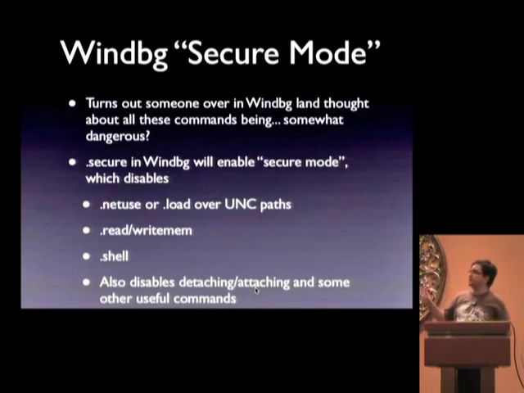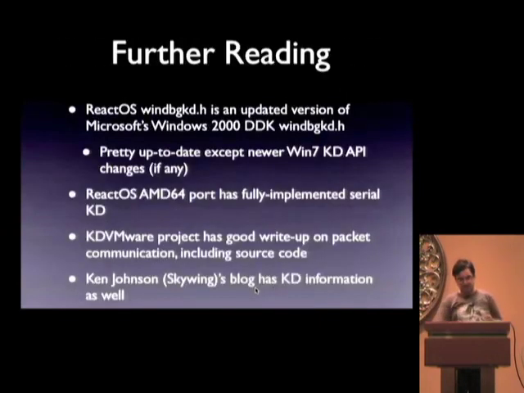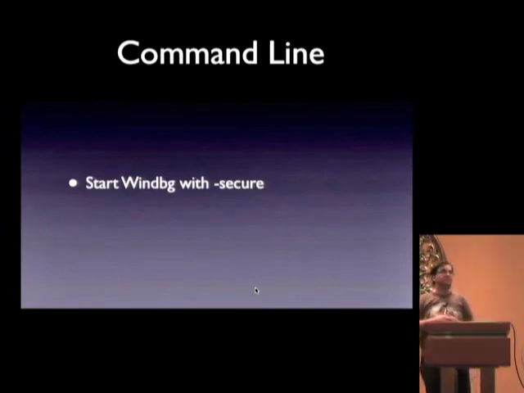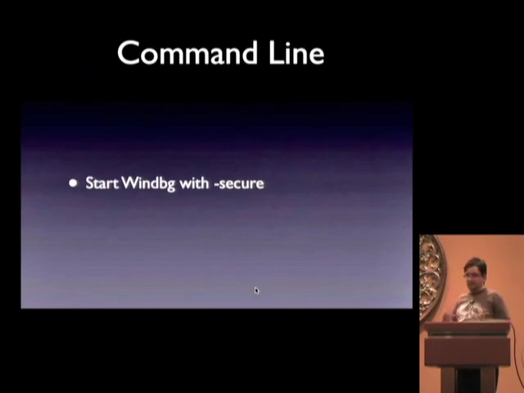So how do you actually put in .secure though? Because the idea is you're connecting to something, and you don't actually have anything to type in until you're connected. So you probably don't want to type .secure, because by then you've already connected to the remote machine. And so there's a command line option. From now on, when you start WinDbg, start it with -secure. If you start WinDbg with -secure, it'll start in secure mode.